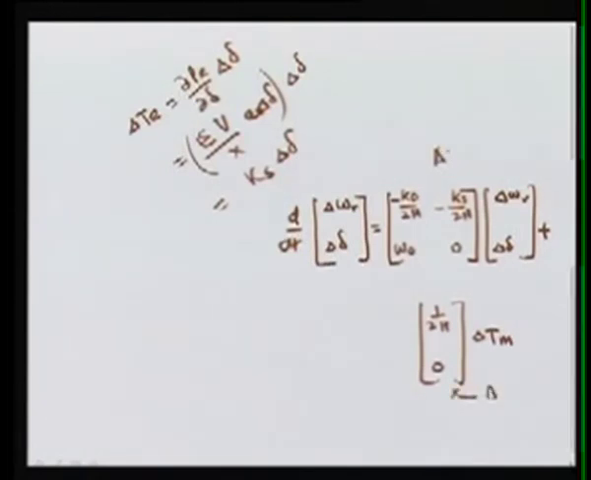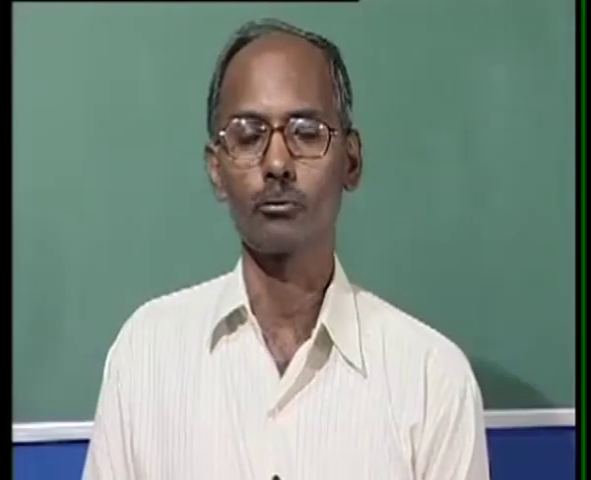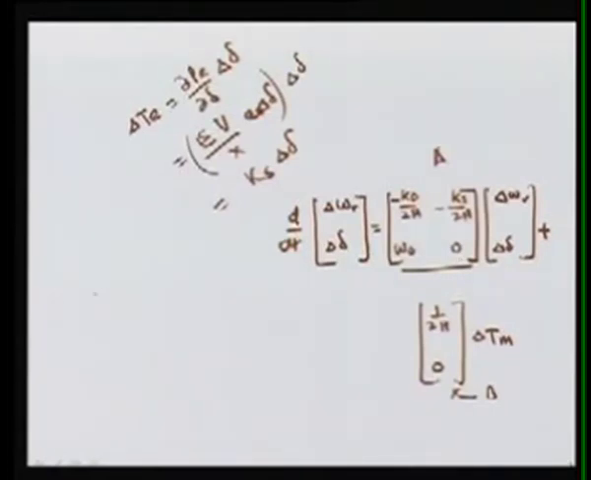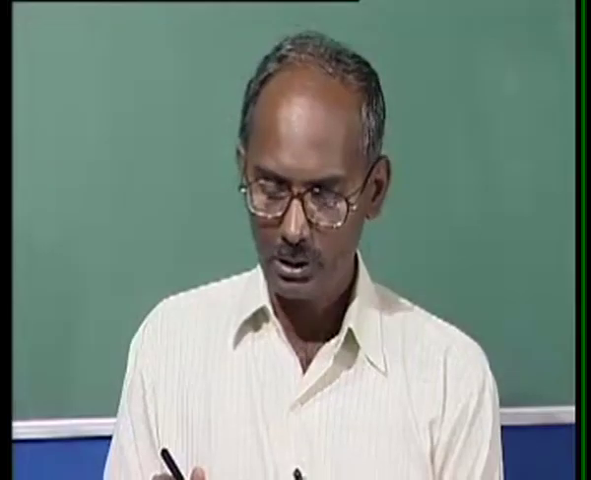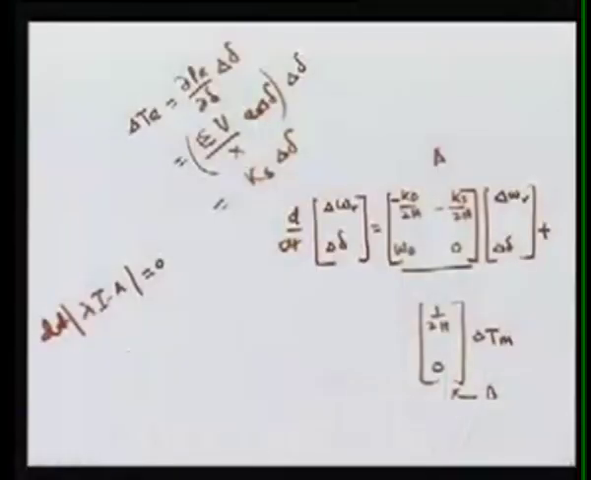Now to analyze the eigenvalues of this matrix, as I said, we can simply write lambda I minus A, take the determinant, and equate it to 0. This is a 2 cross 2 matrix, so we will get 2 lambdas. So now we can go for the determinant of this.